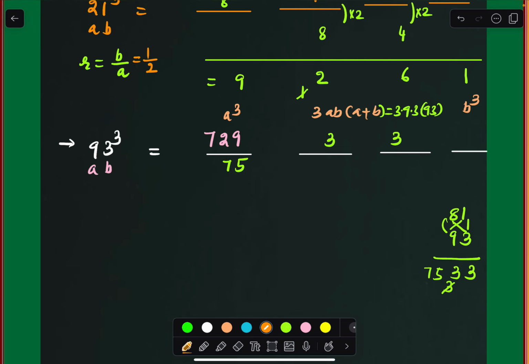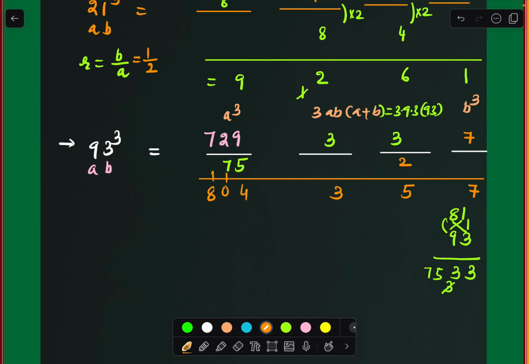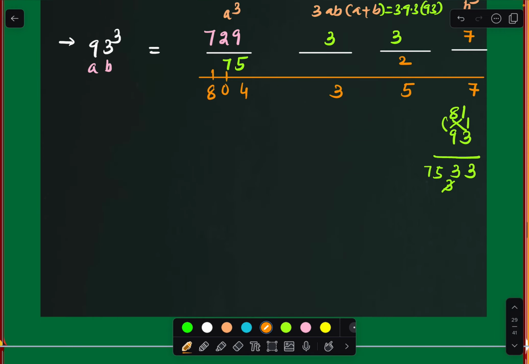Next one, B cube value 3 cube is 27. I'm writing 7 here and 2 carry here directly, right? Add them, we'll get the answer directly, right? Its value here is 7. 3 plus 2 is 5 here, and 3 value here. So here 9 plus 5 is 14, and here 10, and here 8. So I'm getting the value this much, right? So 93 cube only. So we can calculate in this fashion directly.